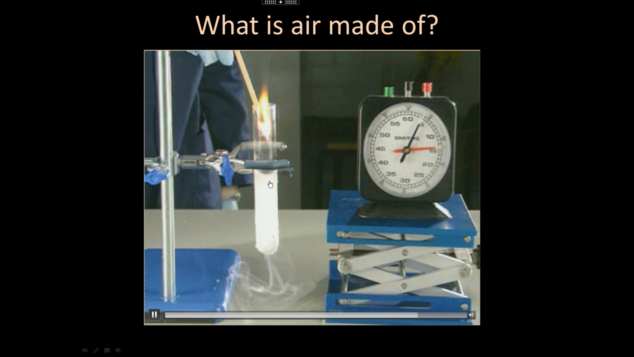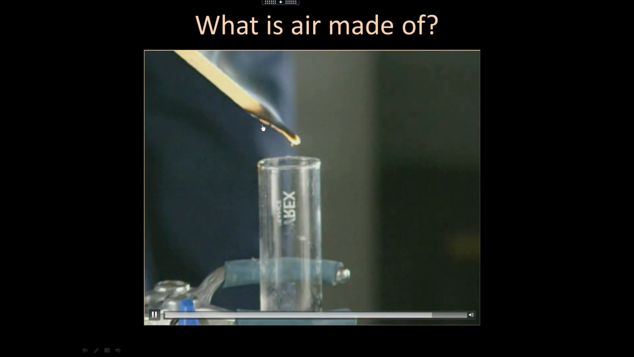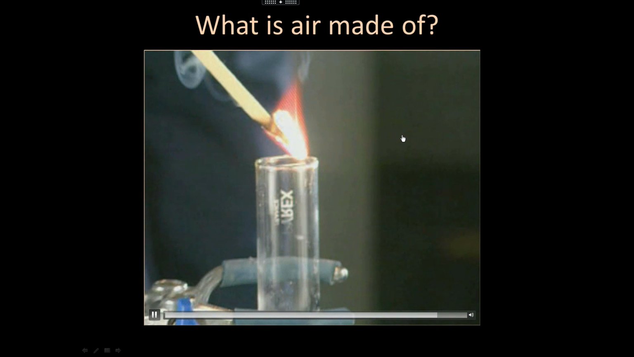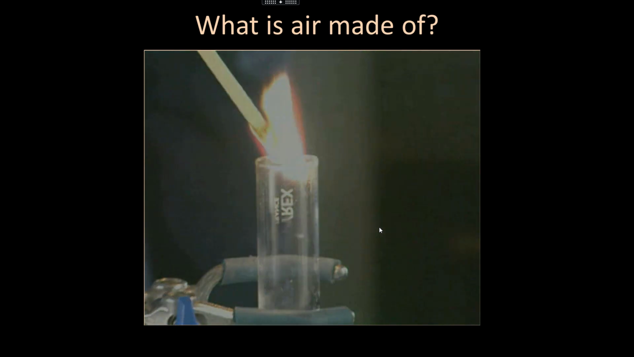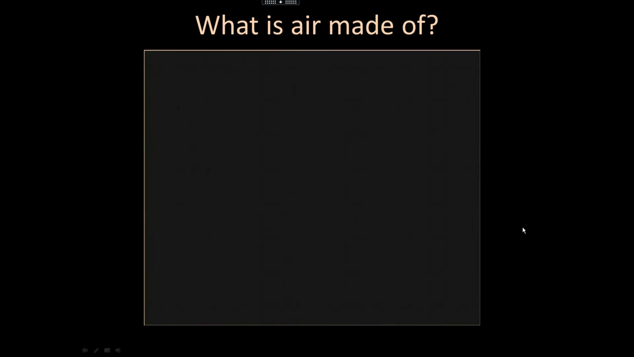Then, a little bit later on, it starts to make the lit splint glow and burn even more because oxygen is given off. Right, here's a glowing splint. In oxygen gas, it relights. Oxygen makes things burn. Okay, so to begin with, the test tube gives off nitrogen. Then it starts to give off oxygen. And that shows us that air is made of a mixture of nitrogen and oxygen.